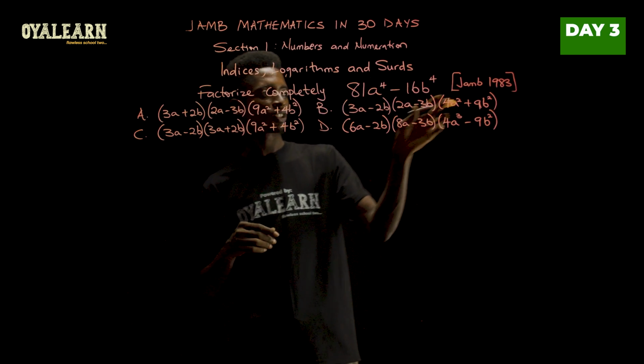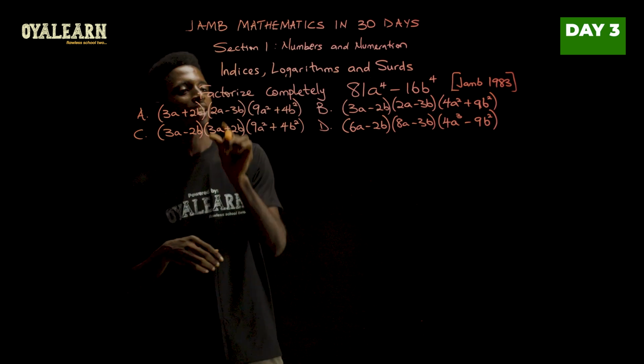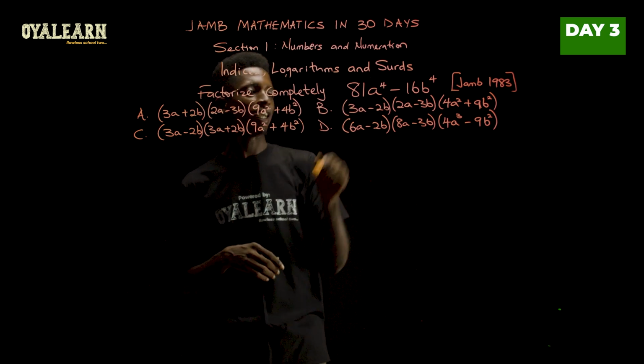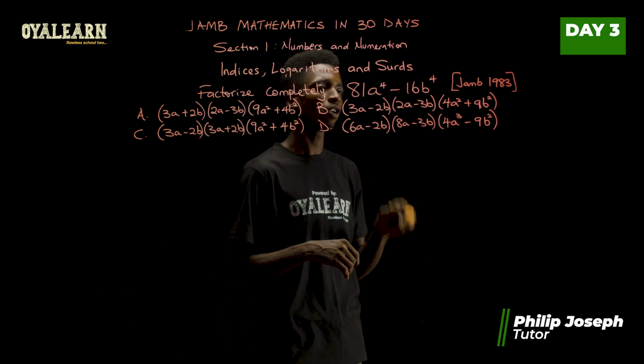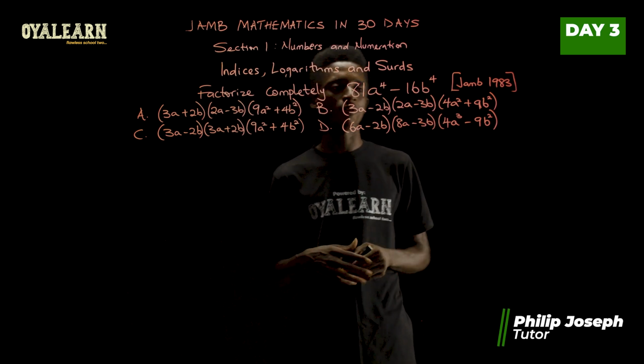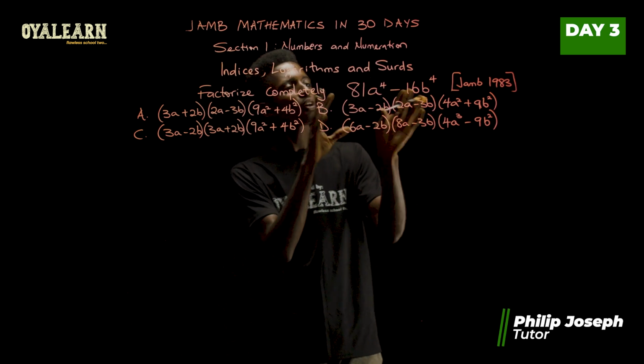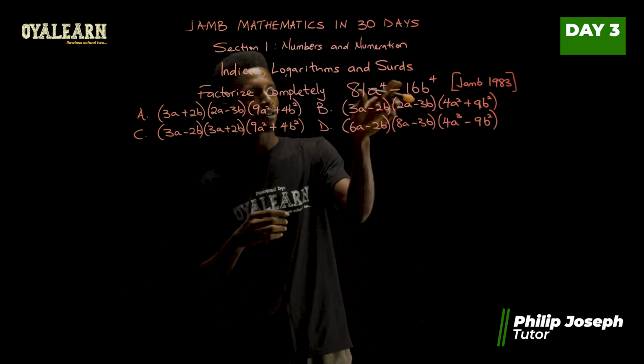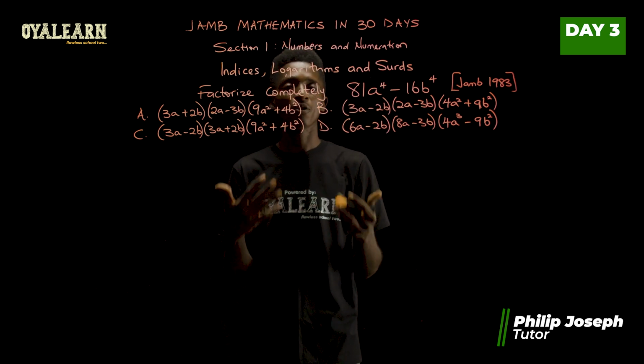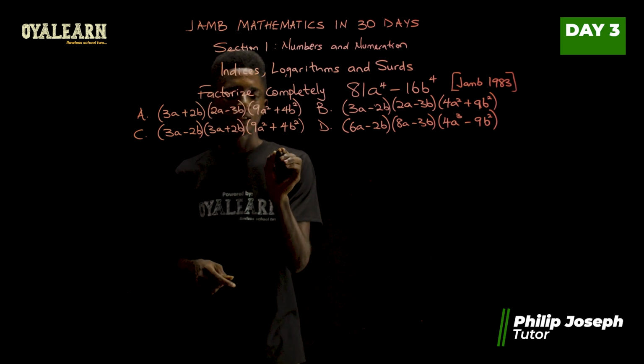This question from Jamb 1983 asks that you factorize completely 81a power of 4 minus 16b power of 4. Now, in order to factorize this, we have to write it such that we can get difference of two squares.